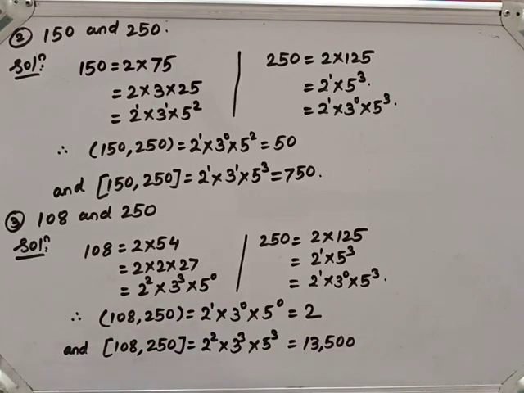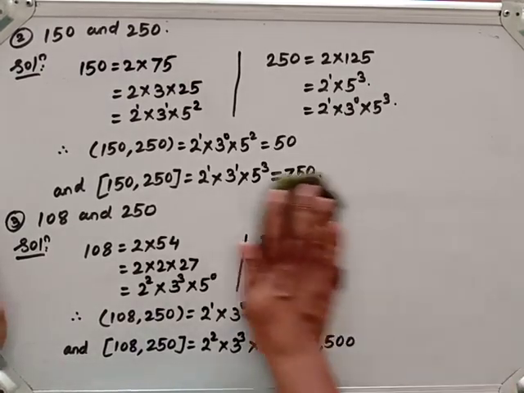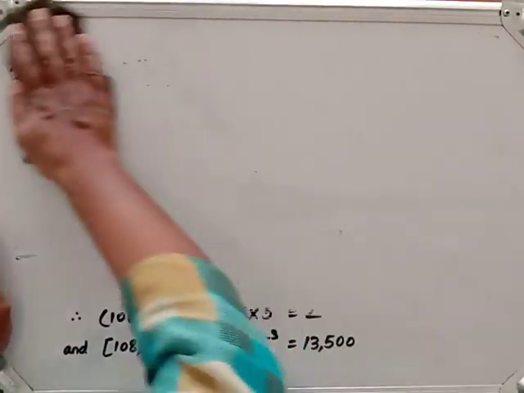So as such, using the canonical form, we can easily determine the GCD as well as the LCM of two integers. Now the next one, let us see. Let us write one remark, and later on we have to go for the theorem. So let us write one remark first.